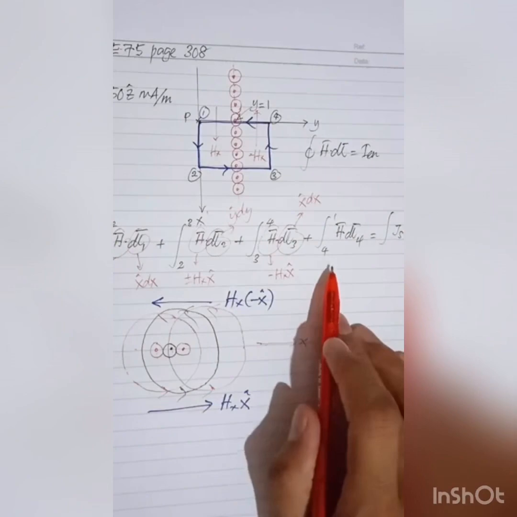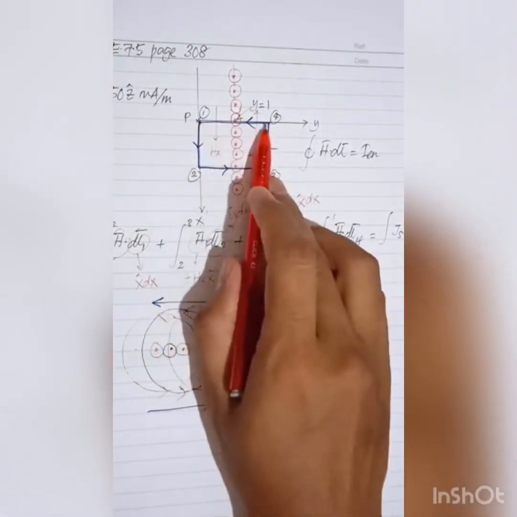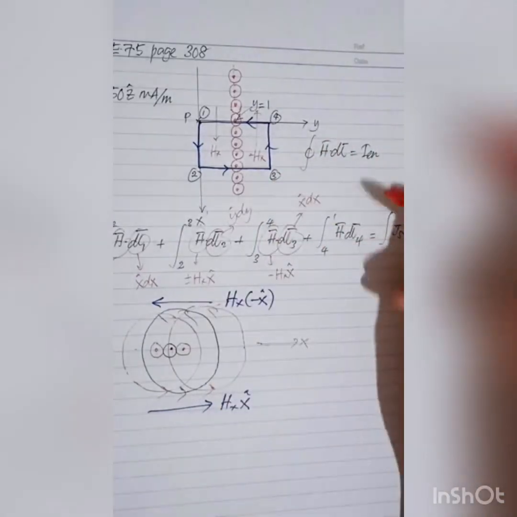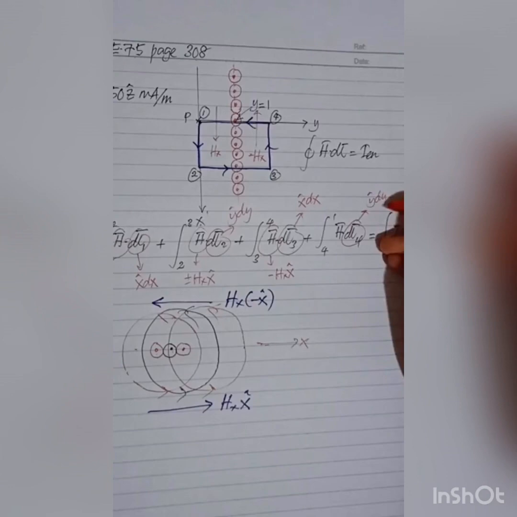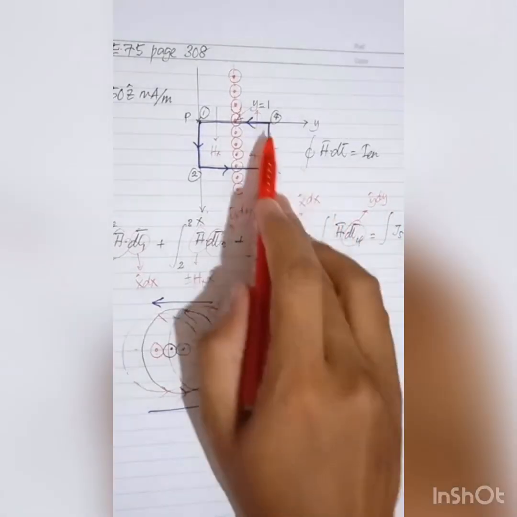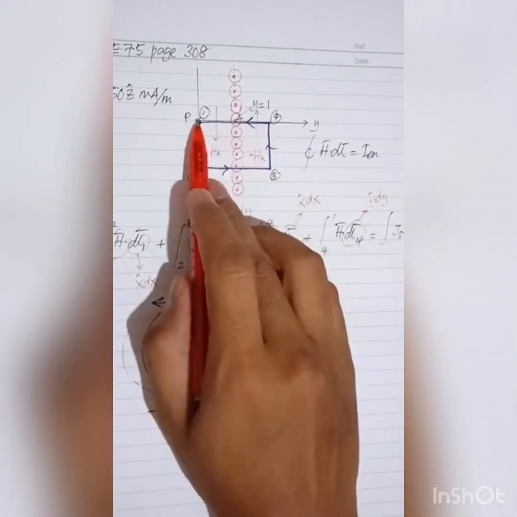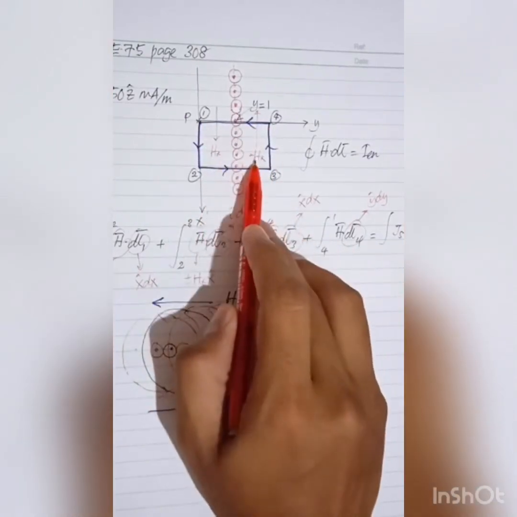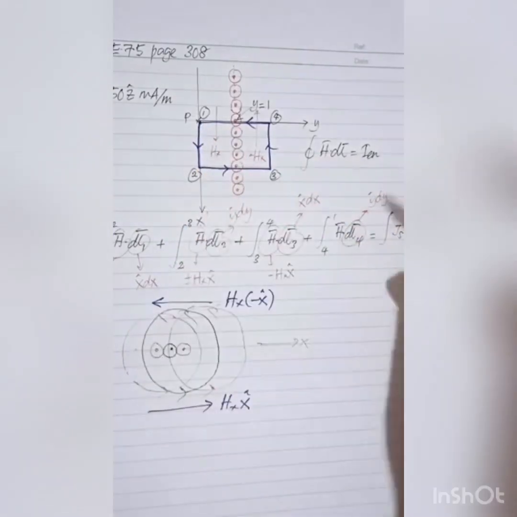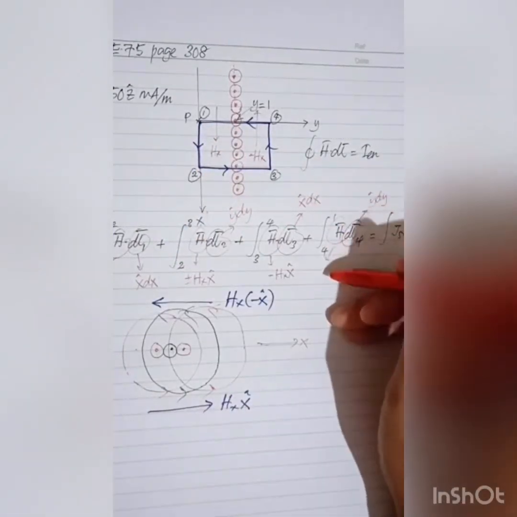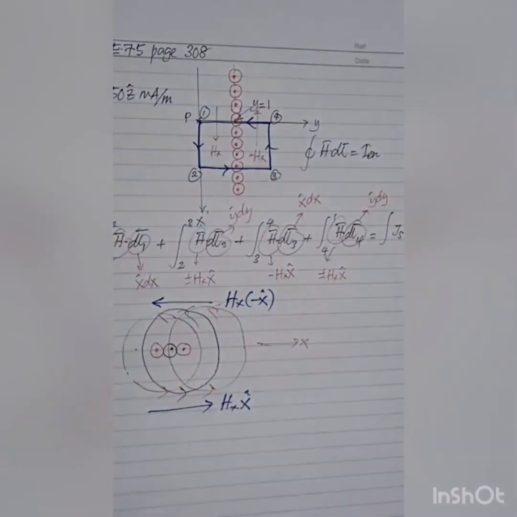Okay, how about the last path? The last path is from point 4 to point 1. Again, this path lies along the y-axis, so you can simply convert this dl to become y dy. And then the H field that exists within these two regions, they actually have both, right? From here to here we have negative Hx, and from here to here we have positive Hx. So you can simply put positive, negative in x directions.